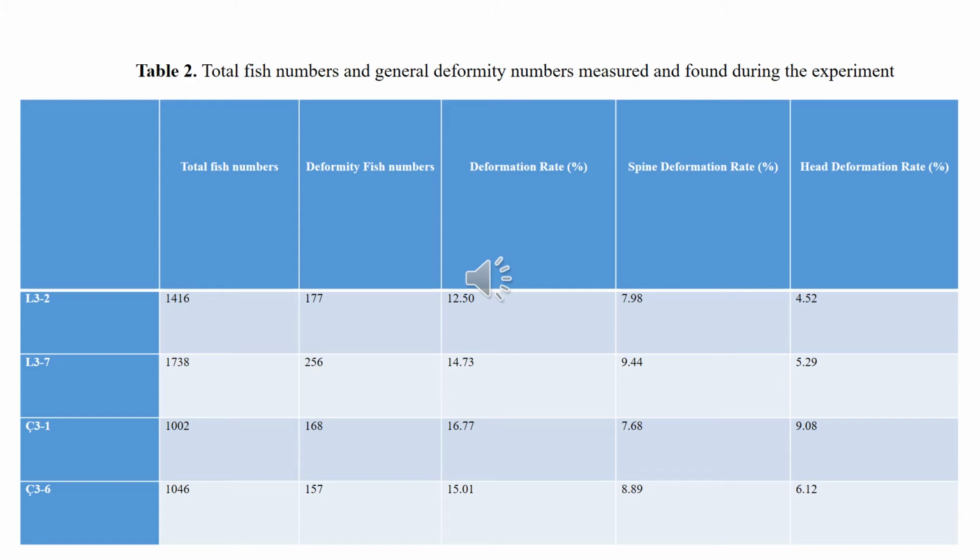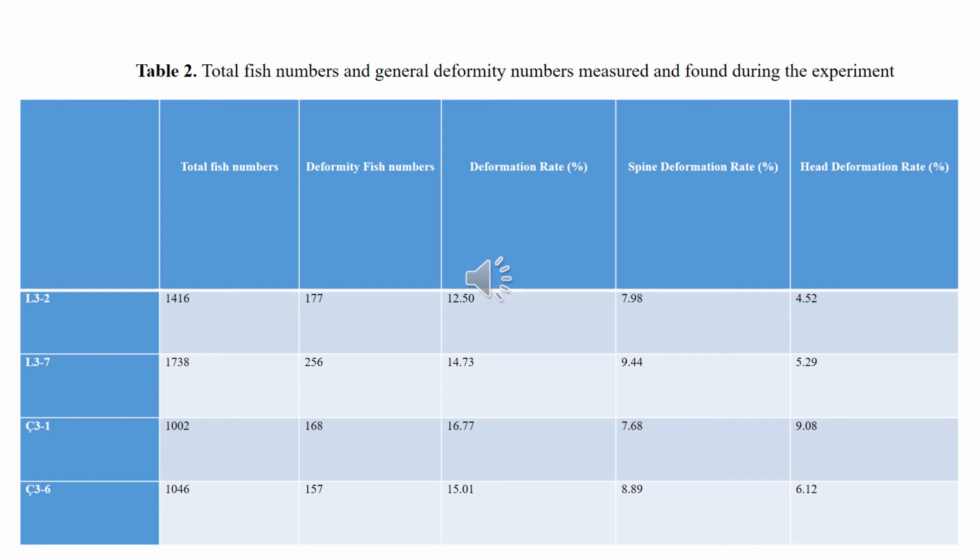According to the analysis, the deformity rate of the larvae from the L3-2 group was the lowest within the ranking of the groups, while the C3-1 group was the group with the highest deformity rate. The lowest spine deformity rate was observed in the C3-1 group, while the L3-7 group had the highest spine deformity rate. The lowest head deformity rate was observed in the L3-2 group, while the C3-1 group had the highest head deformity rate.